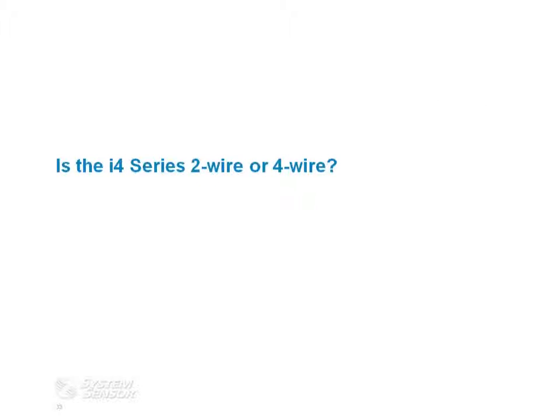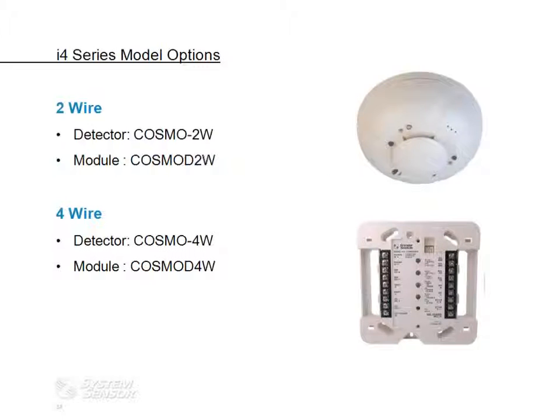So one of the more frequently asked questions that we get is, is the i4 series a 2-wire or a 4-wire detector? And actually the answer to that is it's both. Similar to our smoke detectors, we have two models. We have a 2-wire model with a 2-wire module, and we have a 4-wire detector model with a 4-wire module as well. What that does for you is that it makes your retrofits using existing wires very easy and saves up to 75% of the wire that would be used with separate devices.